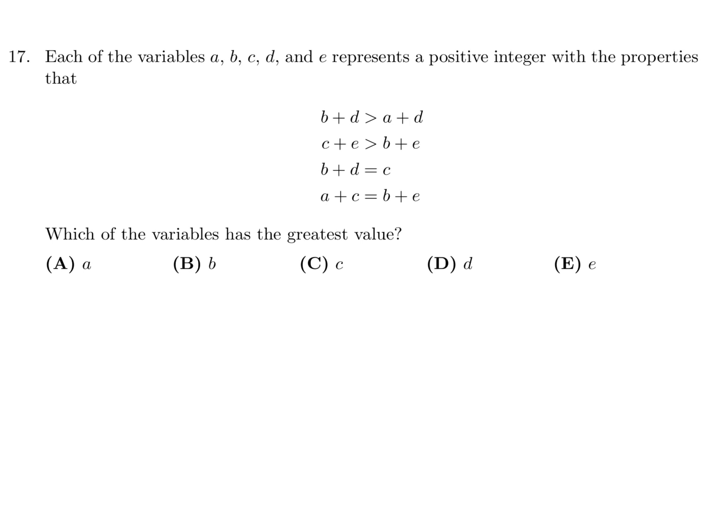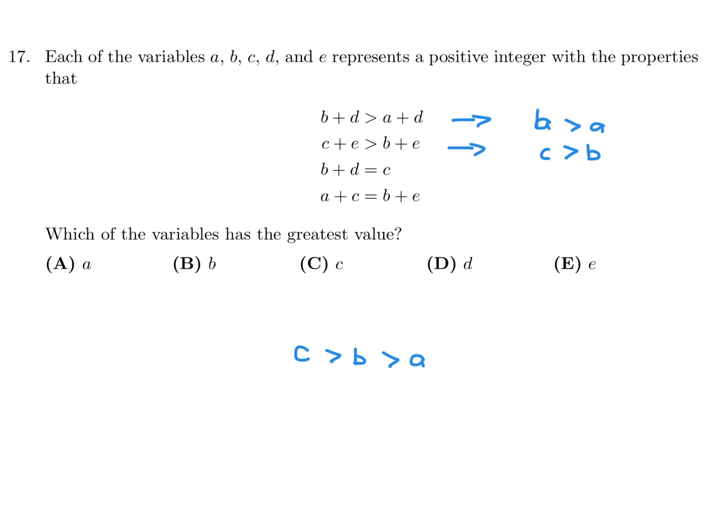Each of the variables A, B, C, D, and E represents a positive integer with the properties that B plus D is greater than A plus D, C plus E is greater than B plus E, B plus D is equal to C, and A plus C is equal to B plus E. Which of the variables has the greatest value? All right, well, it looks to me like B plus D is greater than A plus D, so that just becomes B is greater than A. And then the next one, C plus E is greater than B plus E, so that just becomes C is greater than B. So C is greater than B, and B is greater than A.